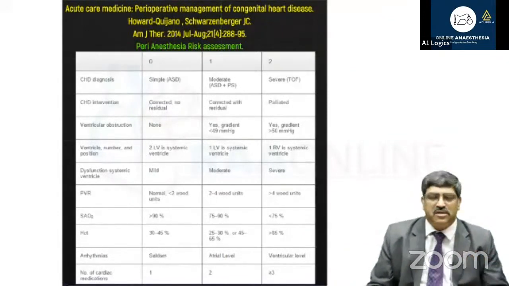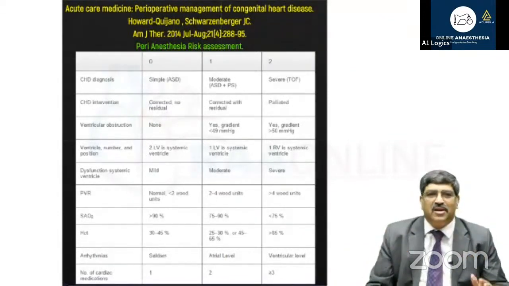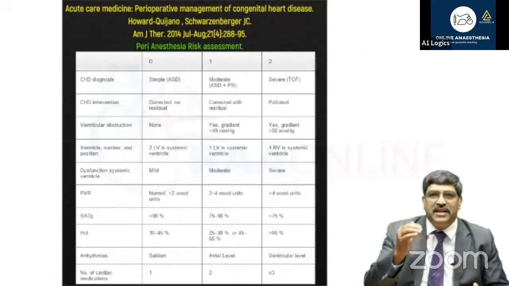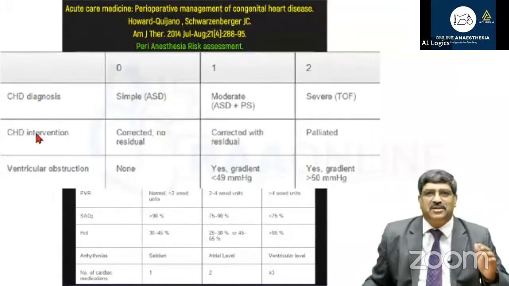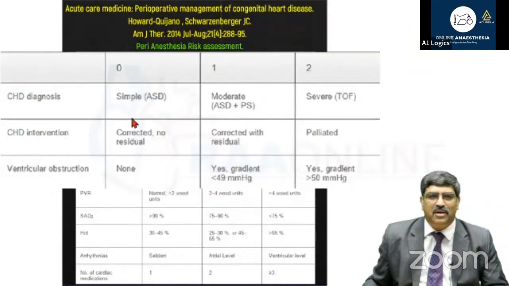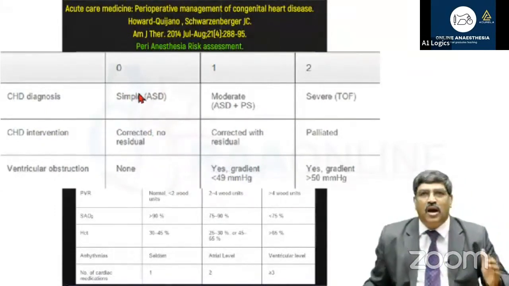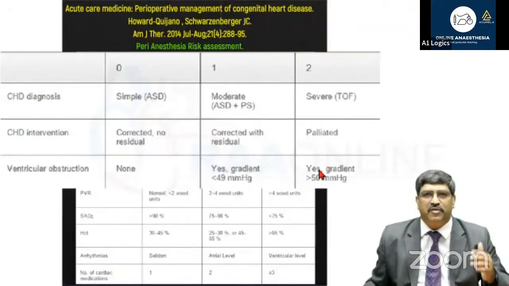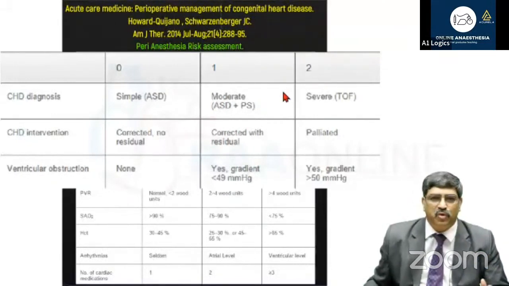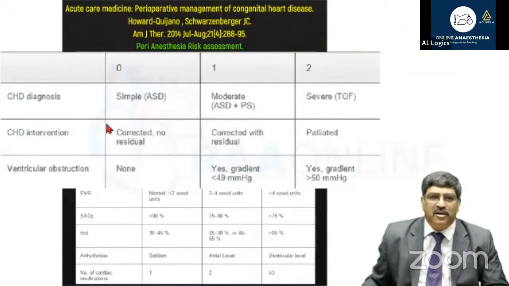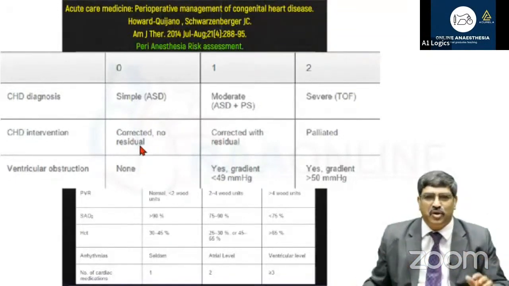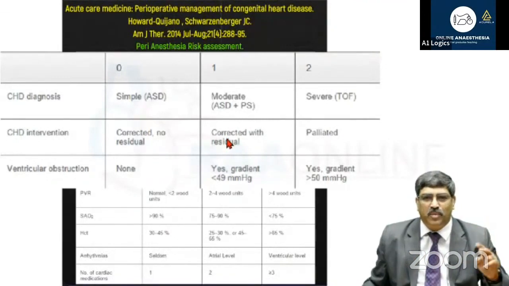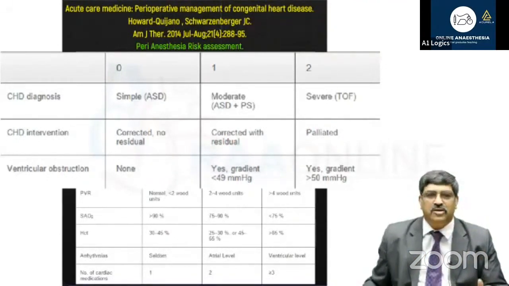This was a risk scoring system developed at Harvard, which has 9 variables with each variable having 0, 1 and 2 points. The first variable is the complexity of the diagnosis. A simple ASD has 0 points. A moderate lesion will have 1 point, and a severe one like a complex tetralogy of Fallot or transposition of great arteries will have 2 points. Coming to the intervention, when the patient has undergone surgery and is fully corrected with no residual, it is 0. Corrected with residual, it is 1 point. Only palliative surgery done, it is 2 points.